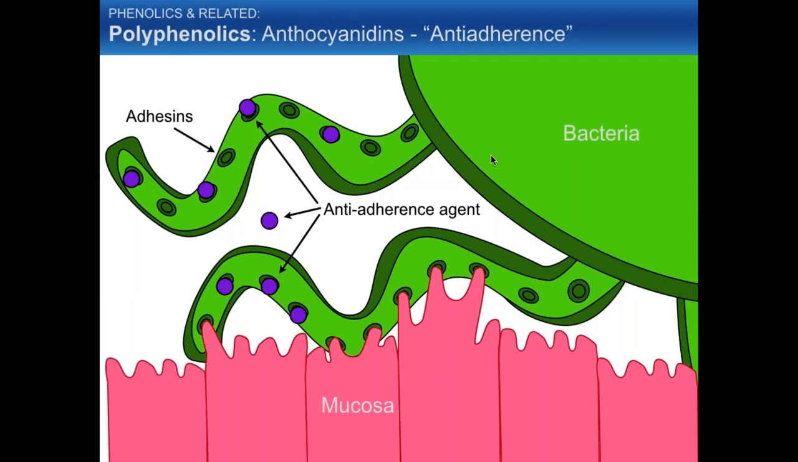Sorry, one last thing that I want to say, and then we'll end it there for the day, is that some of these anthocyanins that you'll find in, for example, elderberries and cranberries, some of these will act as anti-adherence agents.